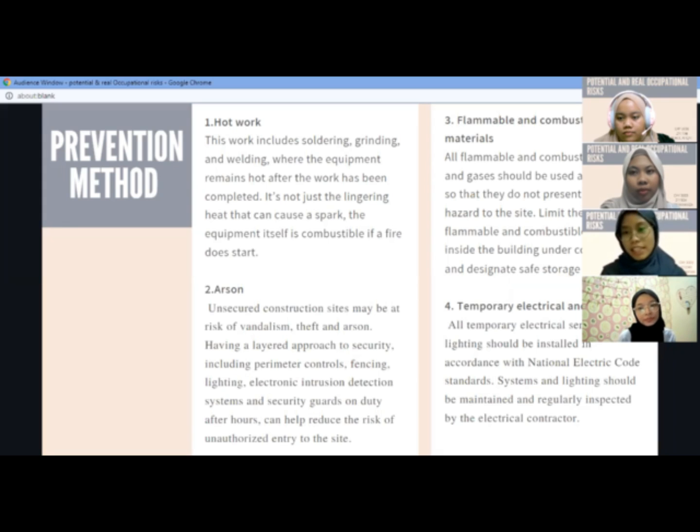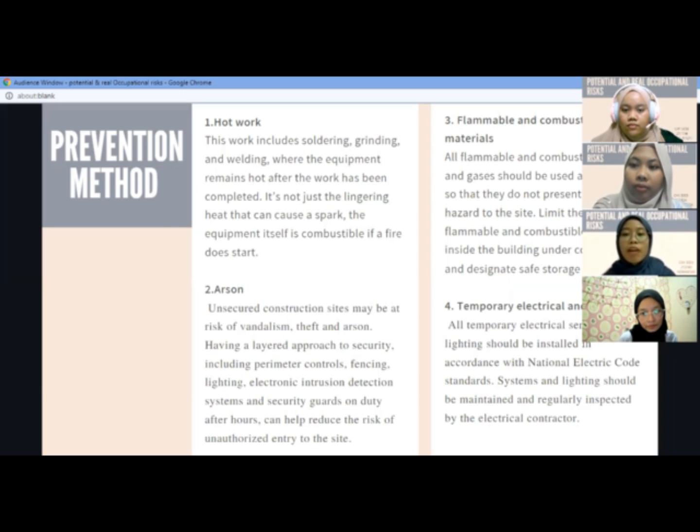The third one is flammable and combustible materials. All flammable and combustible liquids and gases should be used and stored so that they do not present a fire hazard to the site. Limit the amount of flammable and combustible material inside the building under construction and designate safe storage location if there are flammable and combustible materials.